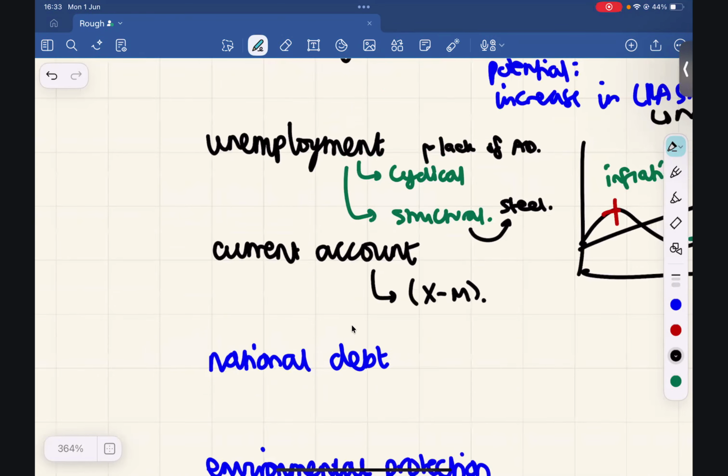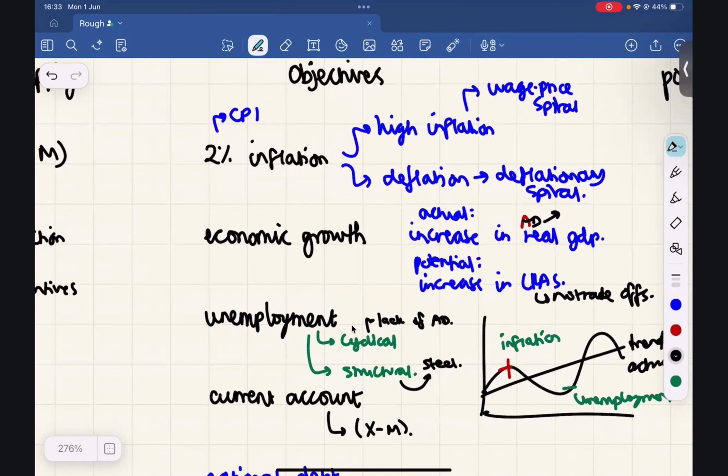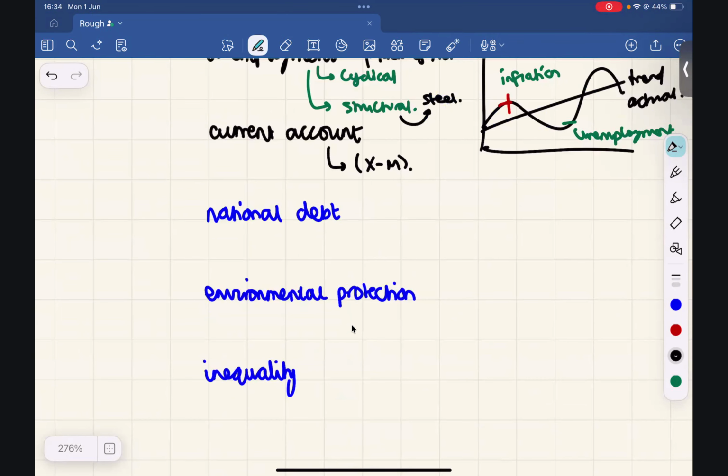These are the four main macro objectives, and there are other side objectives that are maybe not as important, but just worth considering. Reducing national debt is a big theme recently. Environmental protection is a smaller theme, but growing in importance, and inequality is another one. Inequality probably more so for year 13, but national debt is a big one.